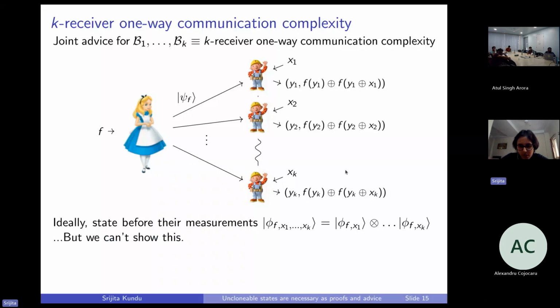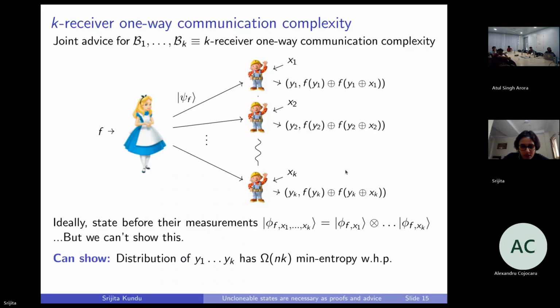Unfortunately, this is too strong and we can't show this. So we can't show that the Bobs' states have to be in tensor product, and that the tensor product factors have to be exactly the states in the one receiver case. But what we can show is that the distribution of the joint outputs of each of the K Bobs has to have high min entropy. In particular, the min entropy must scale with K.